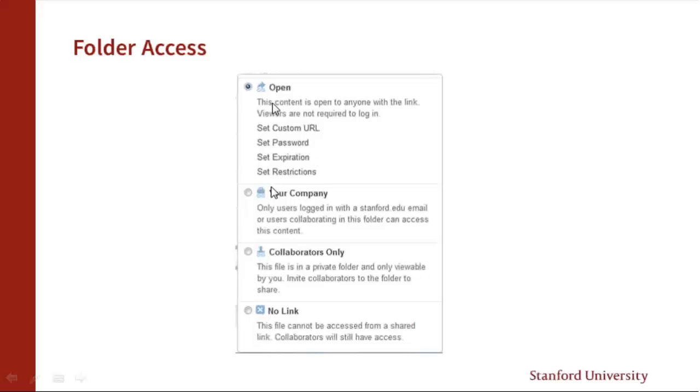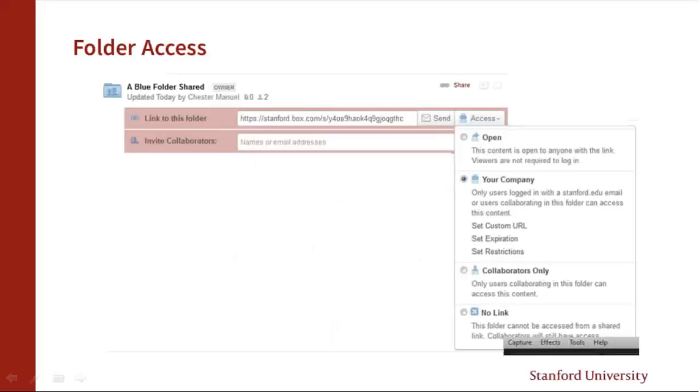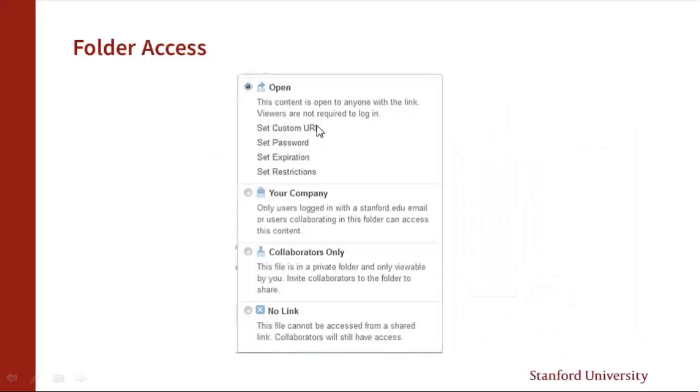When you click on your company or collaborators only, you can also set these other options here. So, set custom URL. Usually when you send a link, it's this cryptic name, right? Well, when you click on set custom URL, you can make it something more meaningful instead of this cryptic word. So you can just say it'll be stanford.box.com/project X or something like that instead of this. So that's what custom URL is.